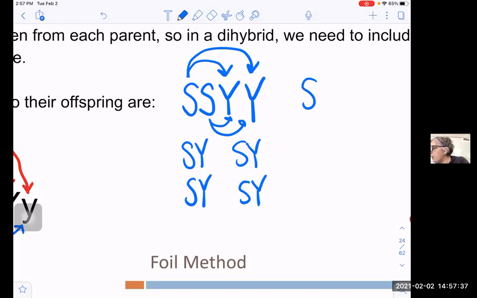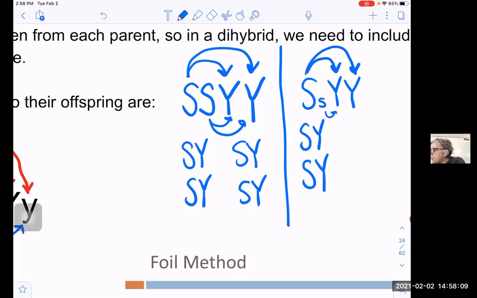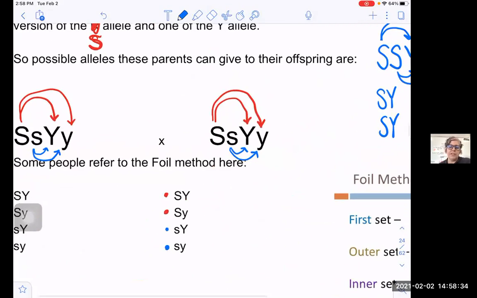Okay, so what about this parent? Big S, little s, big Y, big Y. What's one possible gamete? Capital S, capital Y. Yep, so that's 1. Yeah, Leah, so they would make 2 capital S, capital Ys, and then they would make 2 little s, big Ys, right? So the FOIL method you still use it for figuring out the 4 possible gametes. It's just if an individual is homozygous for one of the traits, they don't have as many different possible gametes. The heterozygous individuals have 4 different gametes.